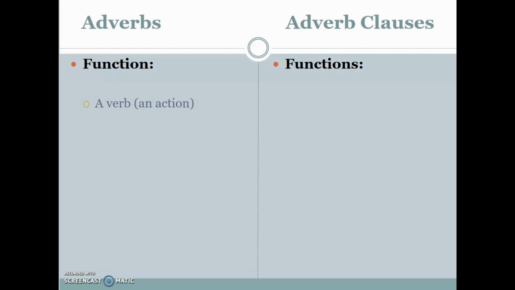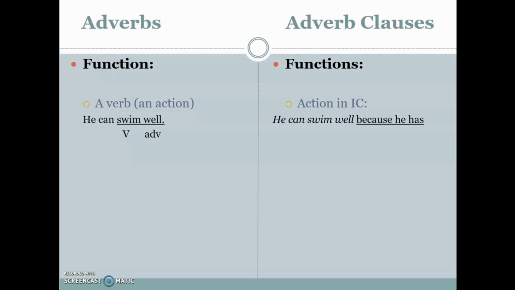Usually, adverbs modify a verb or an action in the sentence. For example, he can swim well. Swim well. Well modifies the verb swim. The same with adverb clauses. Adverb clauses will modify an independent clause, an action in the independent clause. For example, he can swim well because he has been taking swimming classes for 5 years.